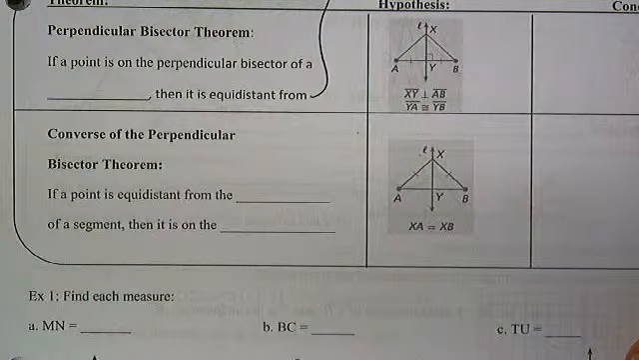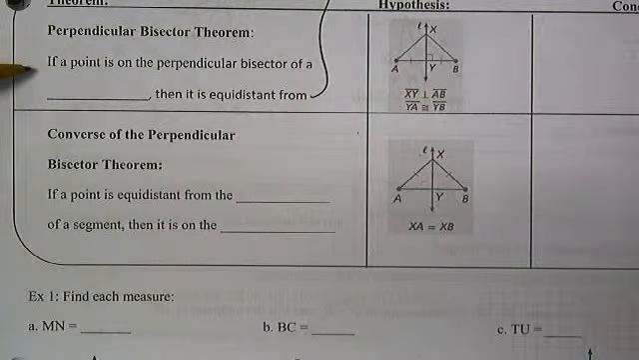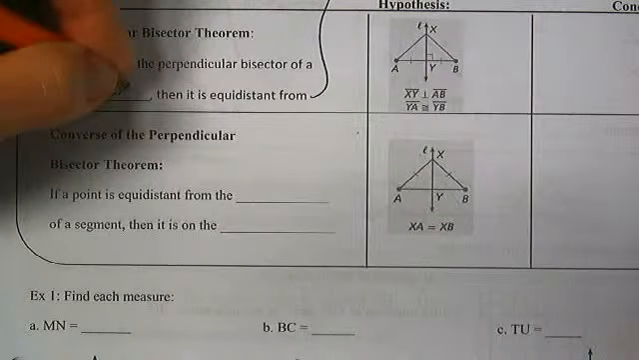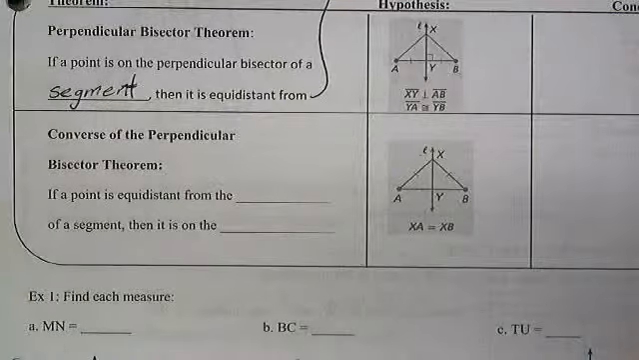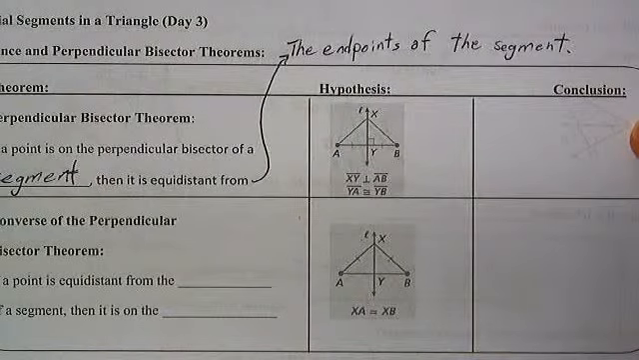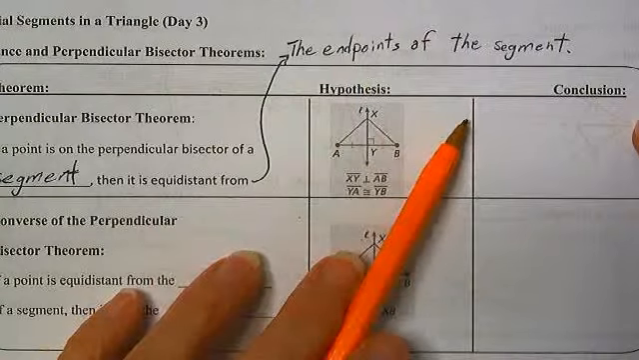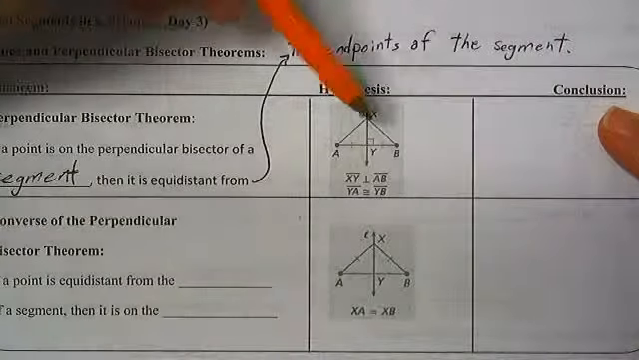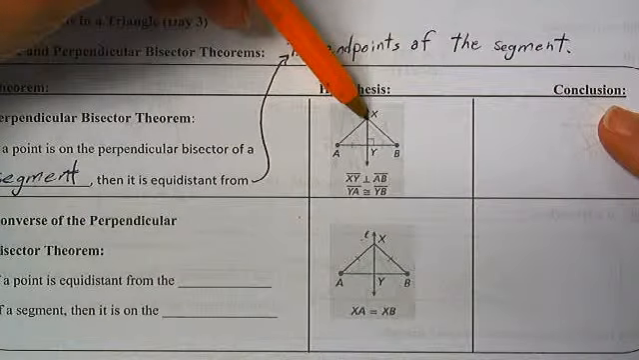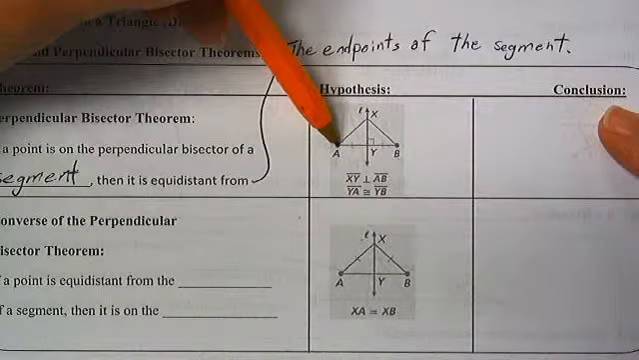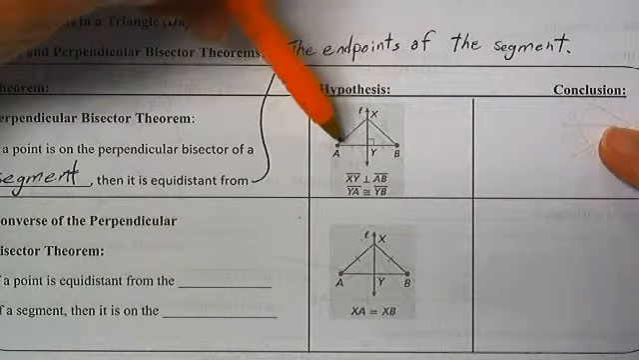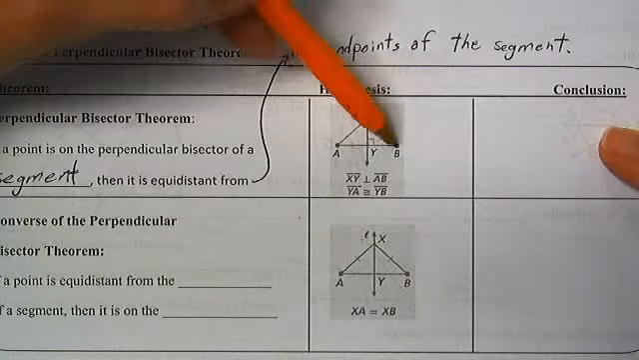Unit 3, Day 3, Perpendicular Bisector Theorem. If a point is on the perpendicular bisector of a segment, then it is equidistant from the endpoints of the segment. If a point is on the perpendicular bisector of a segment, then it is the same distance from here as to here.